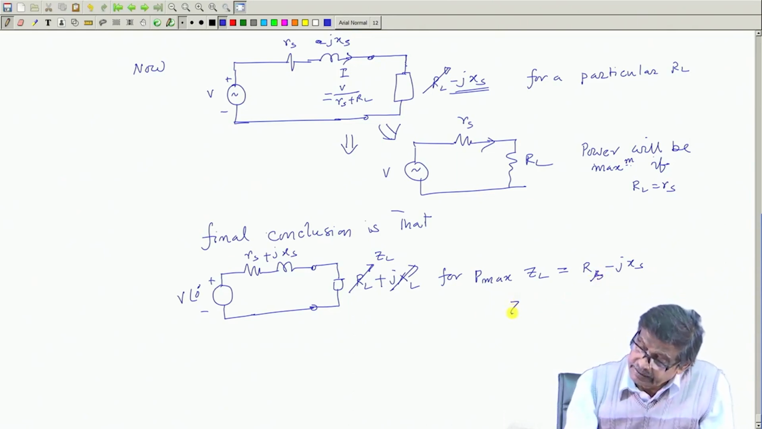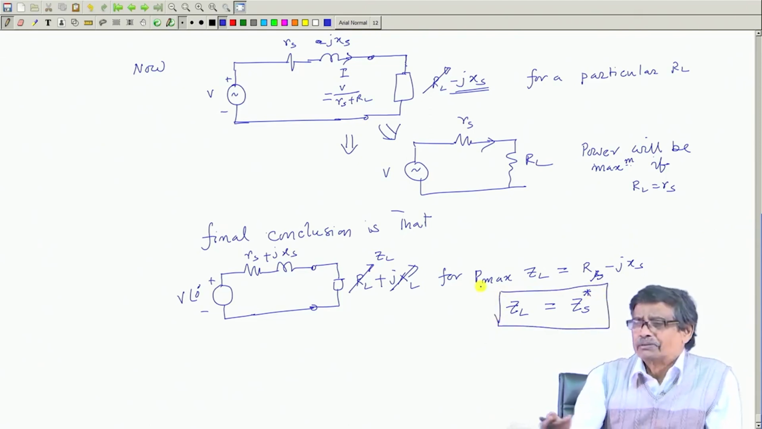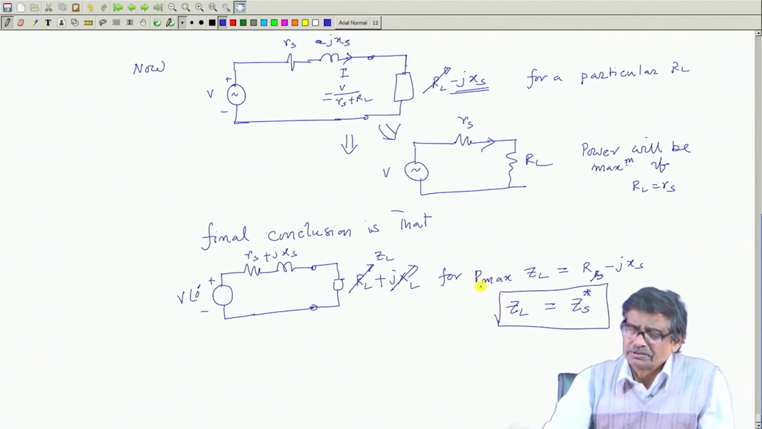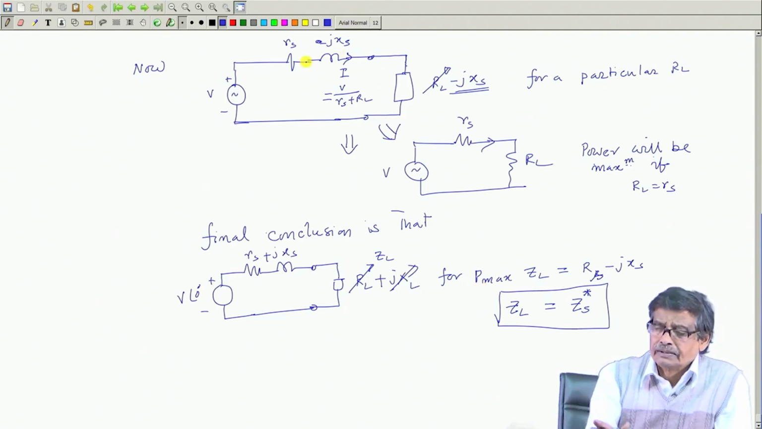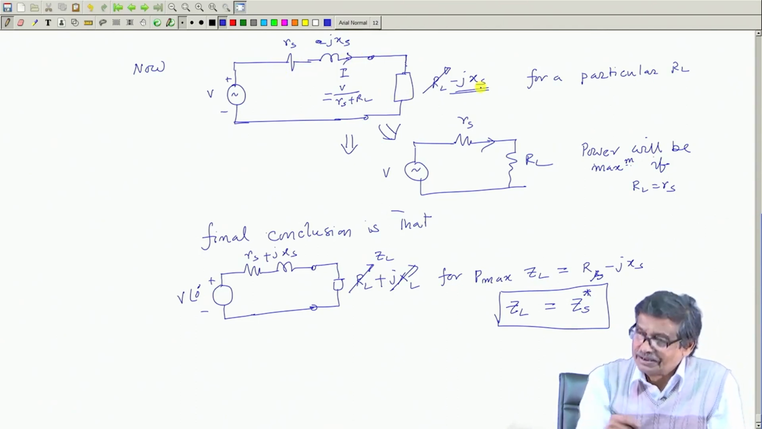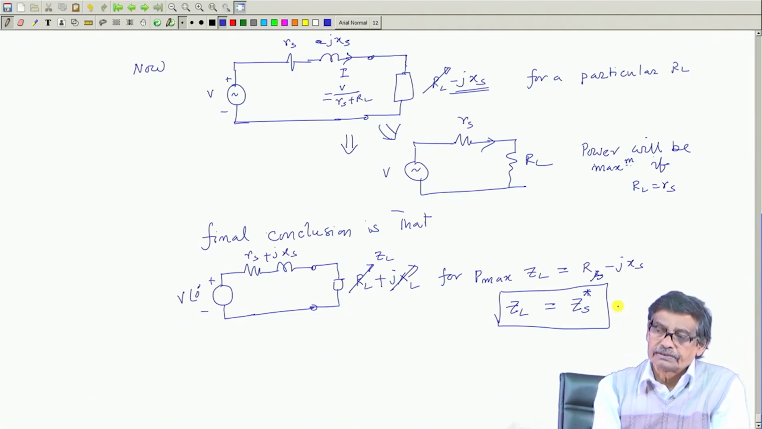Or people say that load impedance should be the complex conjugate in general. Although source impedance cannot be capacitive, for academic interest you can also see that if your source has capacitive input impedance, then the load should be inductive, the complex conjugate of that, and maximum power transfer will take place.